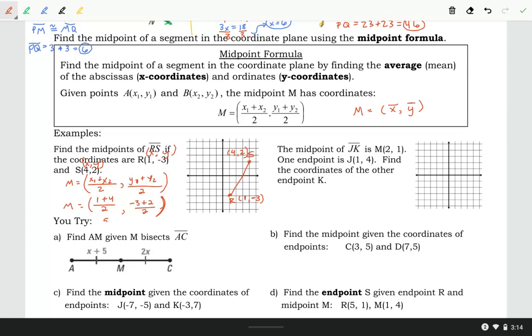So 1 plus 4 is 5. And negative 3 plus 2 is negative 1. That's over 2. So then m equals 5 divided by 2 is 2.5. And negative 1 divided by 2 is negative 0.5. And then we can plot that. So 2.5, negative 0.5, and this is our m.